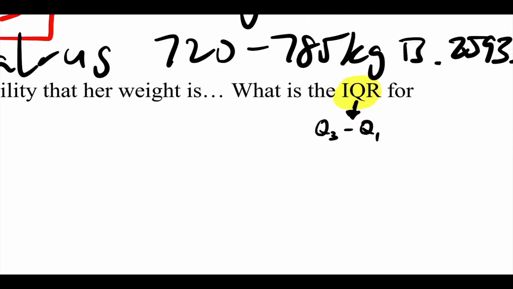Yeah, Dave. It is. It's the 75th percentile, right? This guy right here is the 75th percentile. This guy right here is the 25th percentile, right? So really, we're subtracting those two. We're subtracting 75% minus 25%.